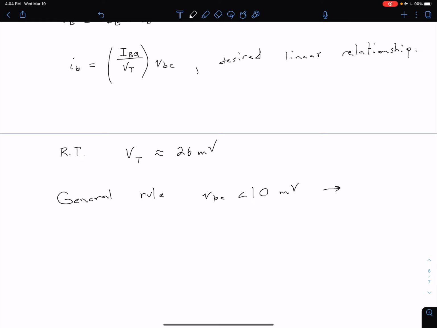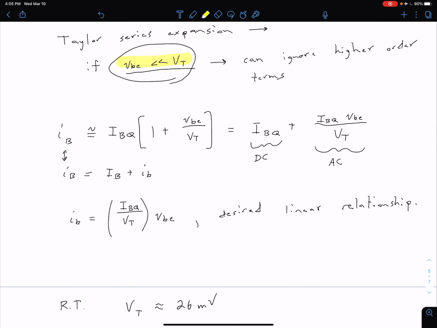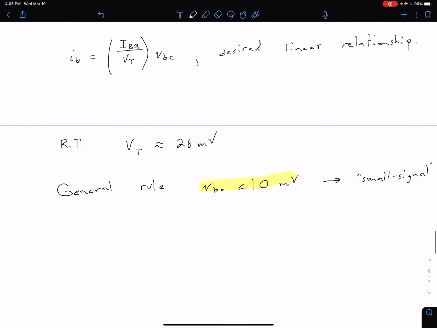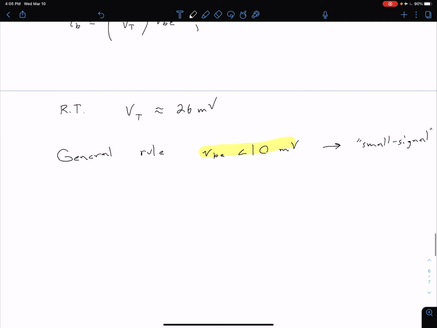And if that's the case, then we can say we have a small signal AC signal. And then all the analysis techniques that we're going to look at later are going to be appropriate. And again, you might be saying, well, 10 isn't really much less than 26. Just keep in mind that's the upper limit that we're allowing, and you're definitely going to see some distortion even as you get close to that limit.